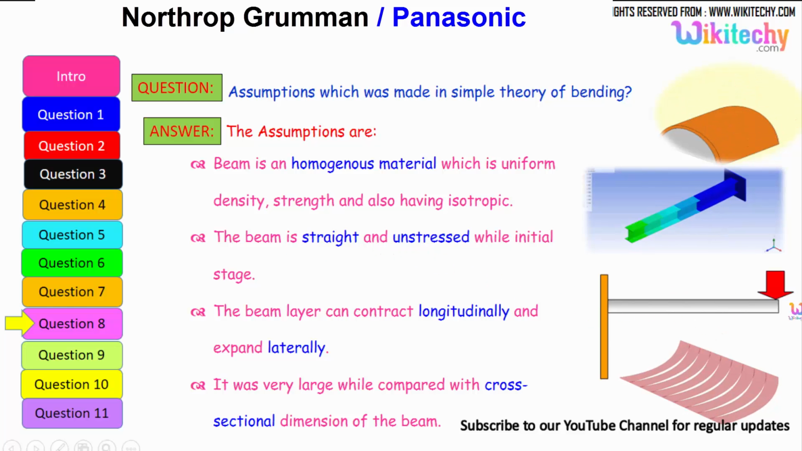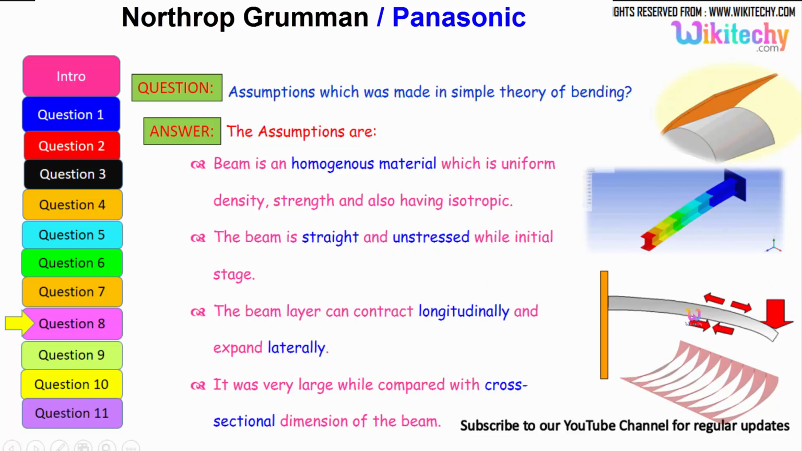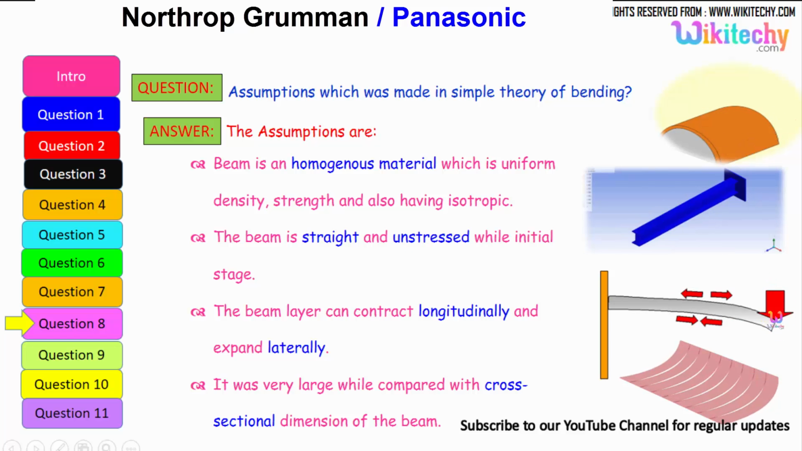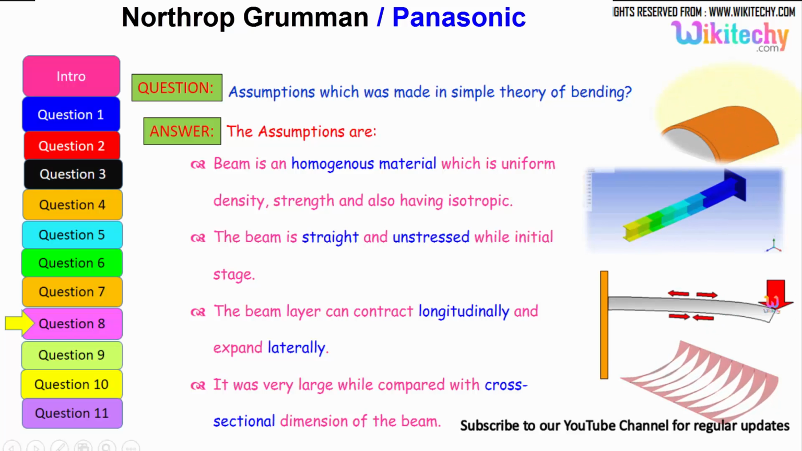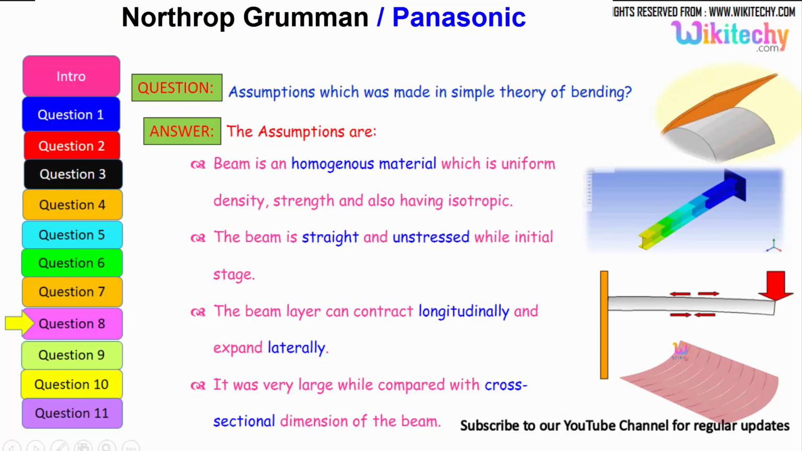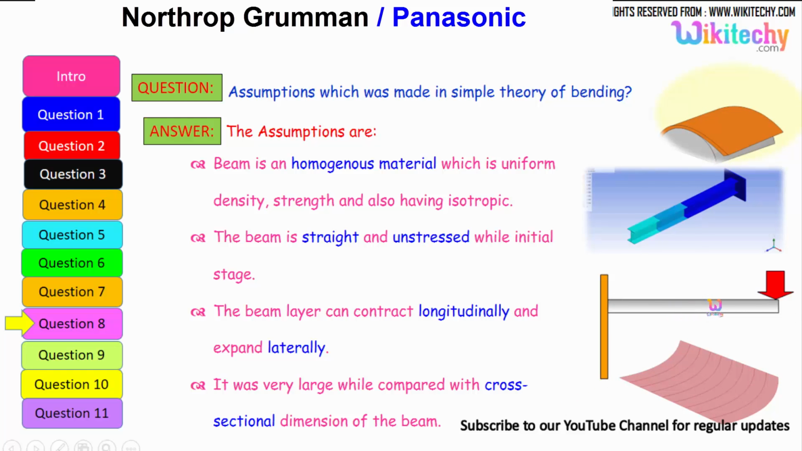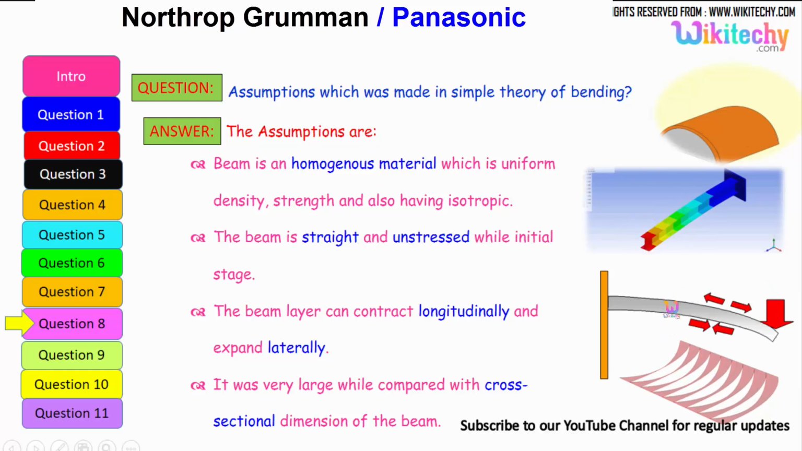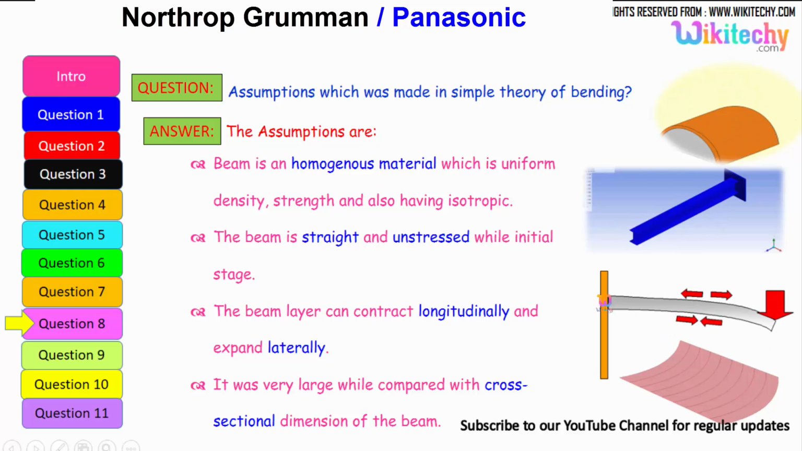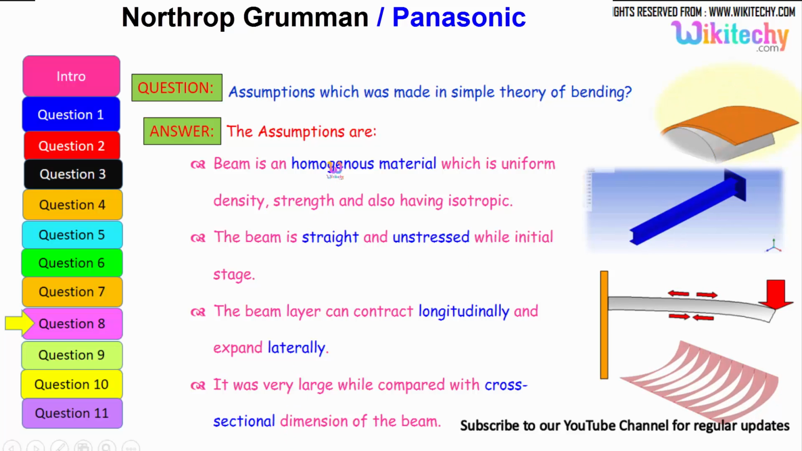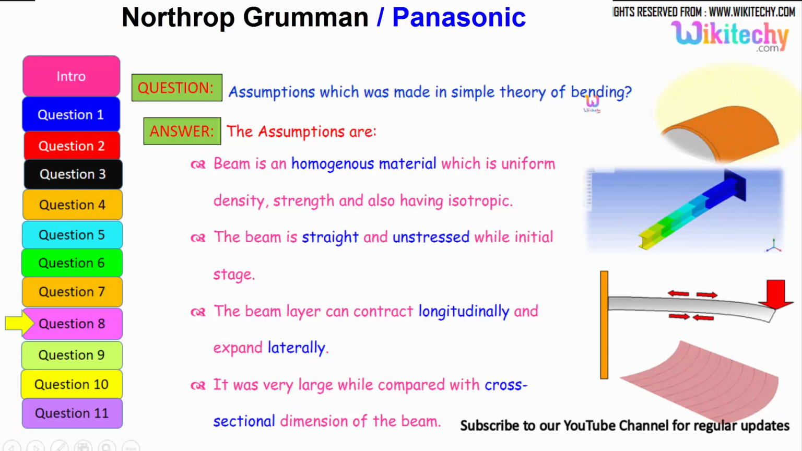The beam can contract longitudinally and expand laterally. Its length should be very large when compared with the cross-sectional dimension of the beam. These are some of the assumptions we have to make for the theory of bending.